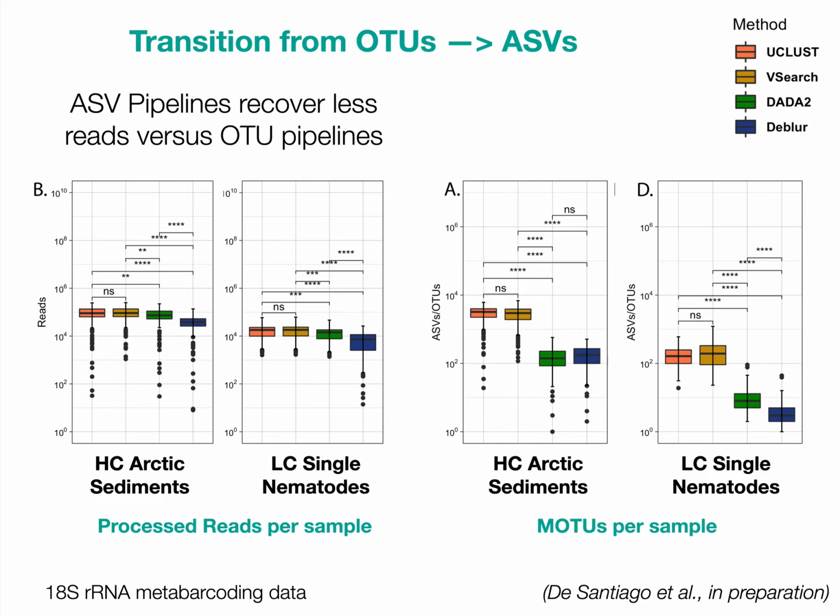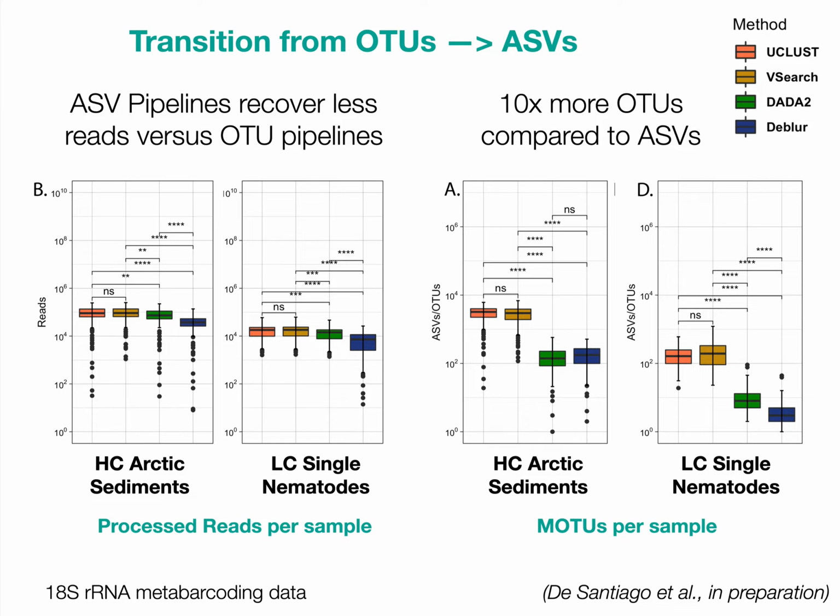Next, we wanted to look at MOTUs per sample, so the number of clustered units or representative sequences that come out of the pipelines. And here's where we start to see significant differences. So OTU picking pipelines, euclust and vsearch, return 10 times more OTUs compared to ASV generation pipelines, which again is probably unsurprising given how you've changed the way that you're clustering or determining representative sequences for the data.